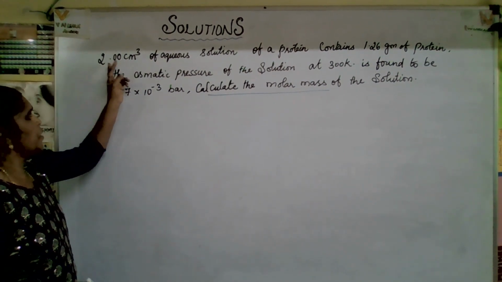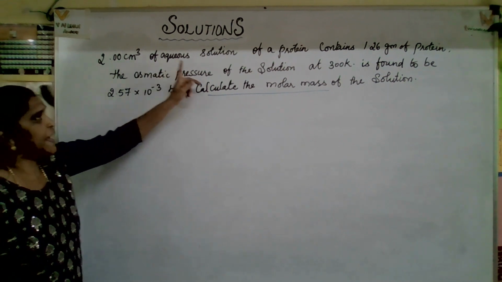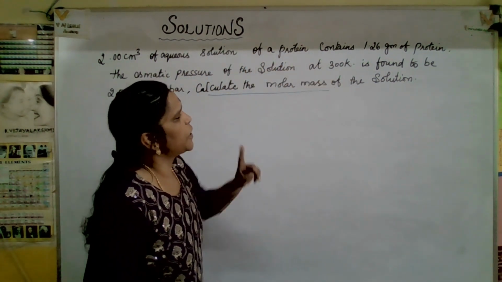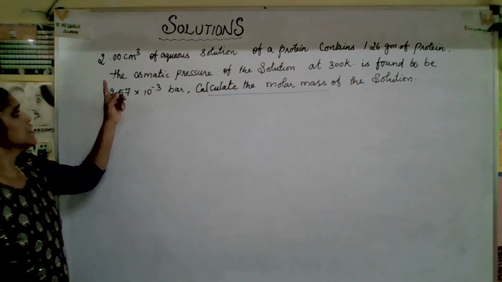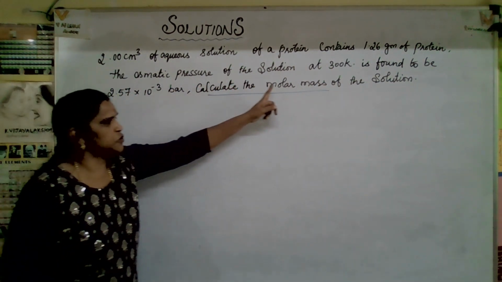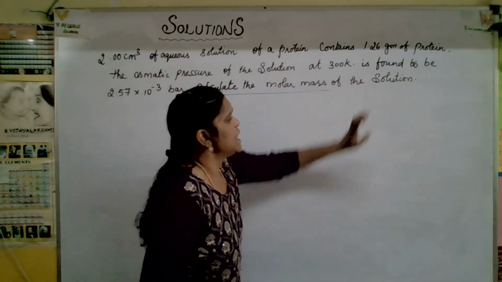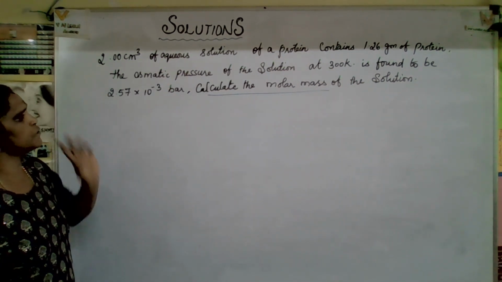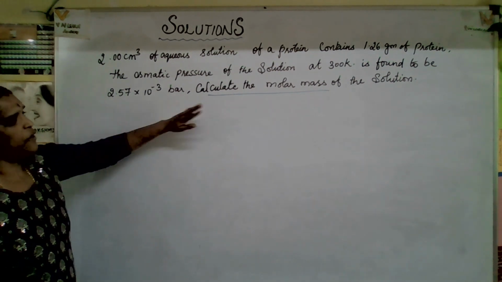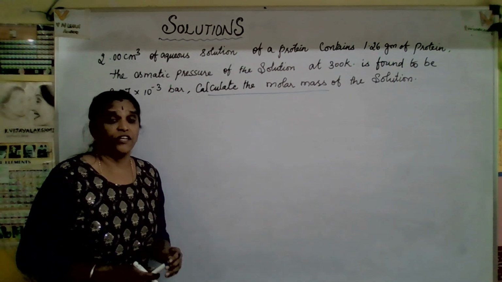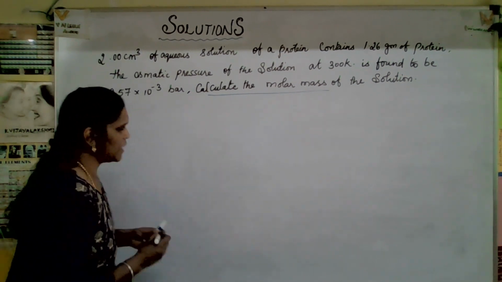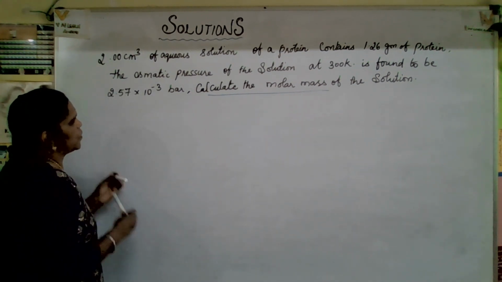A 2.00 centimeter cube of aqueous solution of protein contains 1.26 gram of protein. The osmotic pressure of the solution at 300 Kelvin is found to be 2.57 into 10 to the power of minus 3 bar. Calculate the molar mass of the protein. Just now we have gone through that formula, right? The osmotic pressure formula. I hope you got an idea.